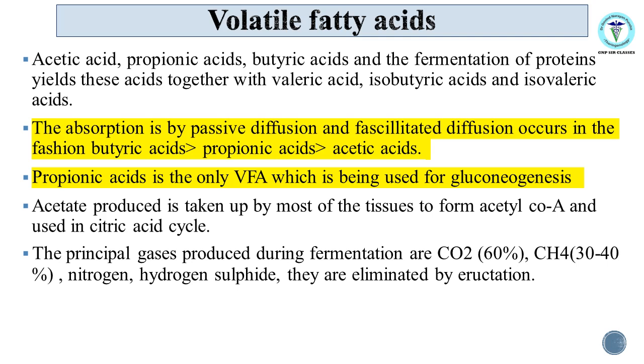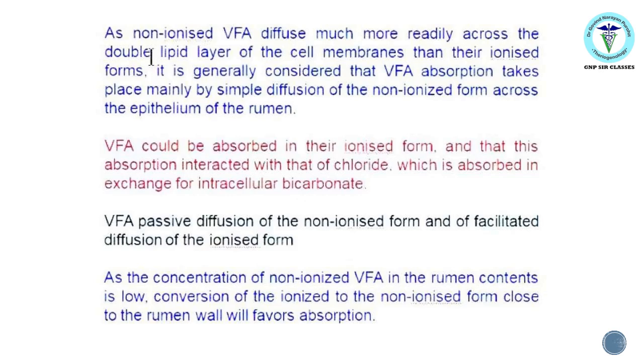These acids are absorbed through passive and facilitated diffusion. Propionic acid is unique as it is used for gluconeogenesis. Acetate is taken up by tissues to form acetyl coenzyme A, which is used in the citric acid cycle. Non-ionized volatile fatty acids diffuse more readily across cell membranes than ionized forms.